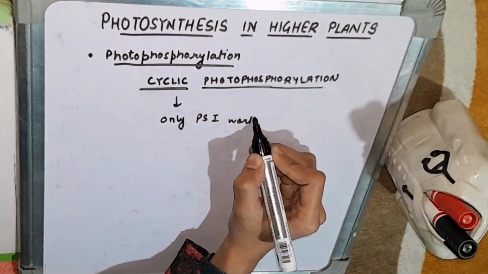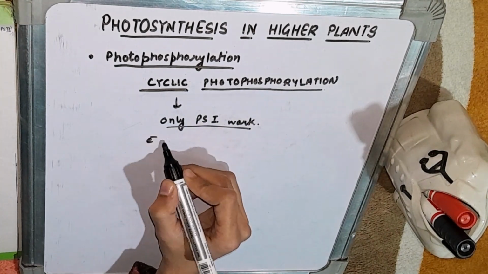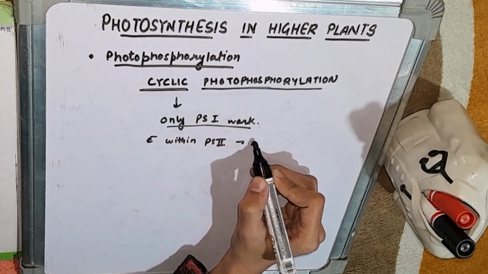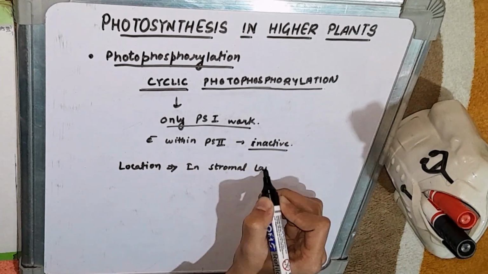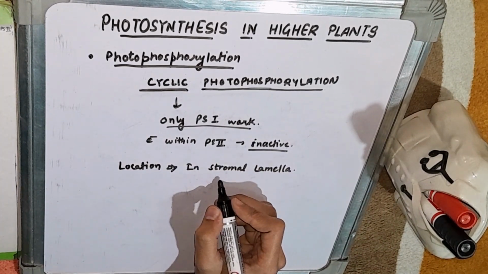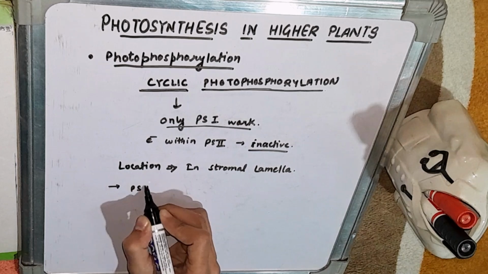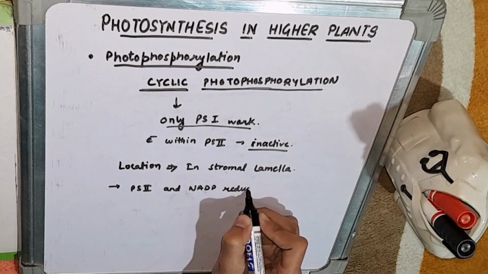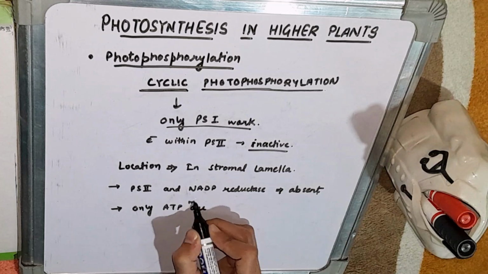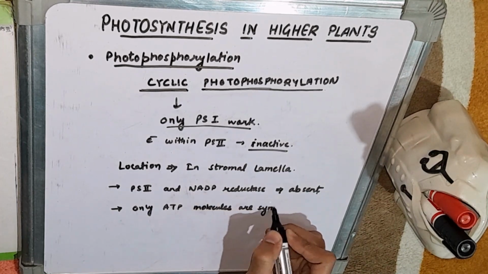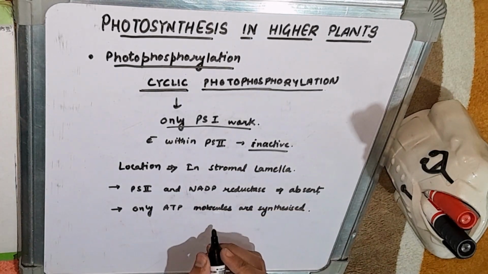Next we have the cyclic photophosphorylation, where only PS1 is functional. The electrons within the PS2 here are inactive. The location of cyclic photophosphorylation is in the stromal lamella. The PS2 and NADP reductase are absent in cyclic phosphorylation, and only ATP molecules are synthesized.